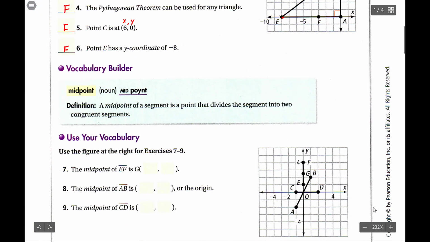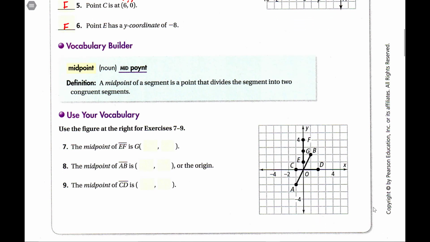All right. So the vocabulary we're going to look at today is the midpoint. The midpoint of a segment is the point that divides the segment into 2 congruent segments. So that midpoint essentially bisects a segment, cuts it in 2 equal halves. And we're going to use that vocabulary to answer the questions for 7, 8, and 9.